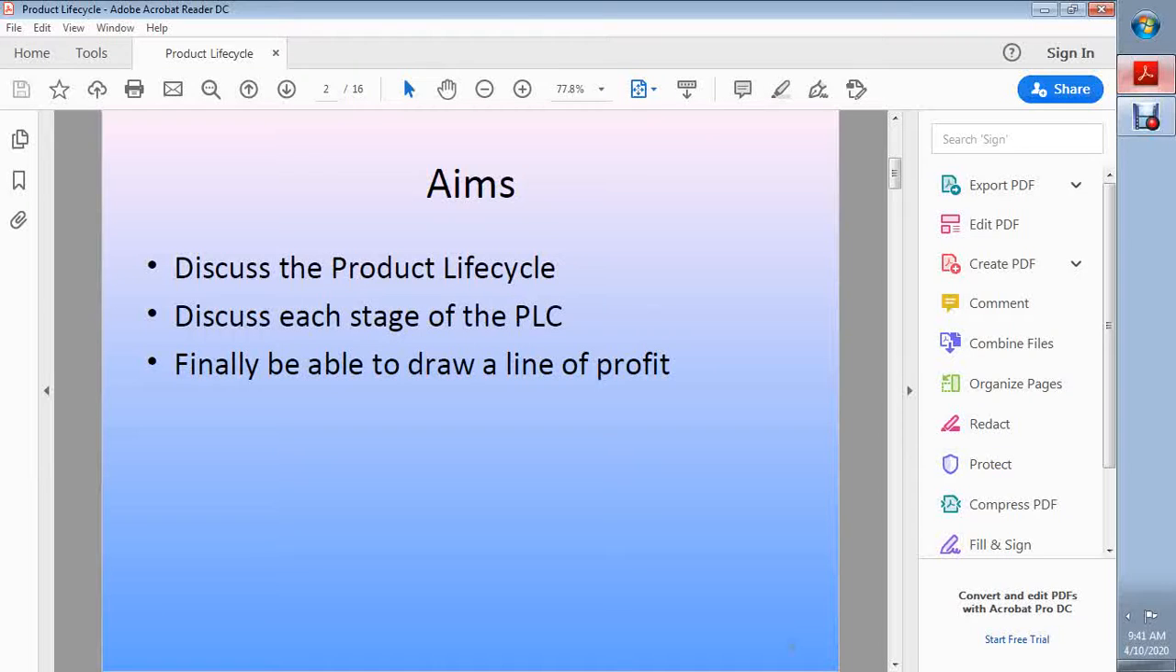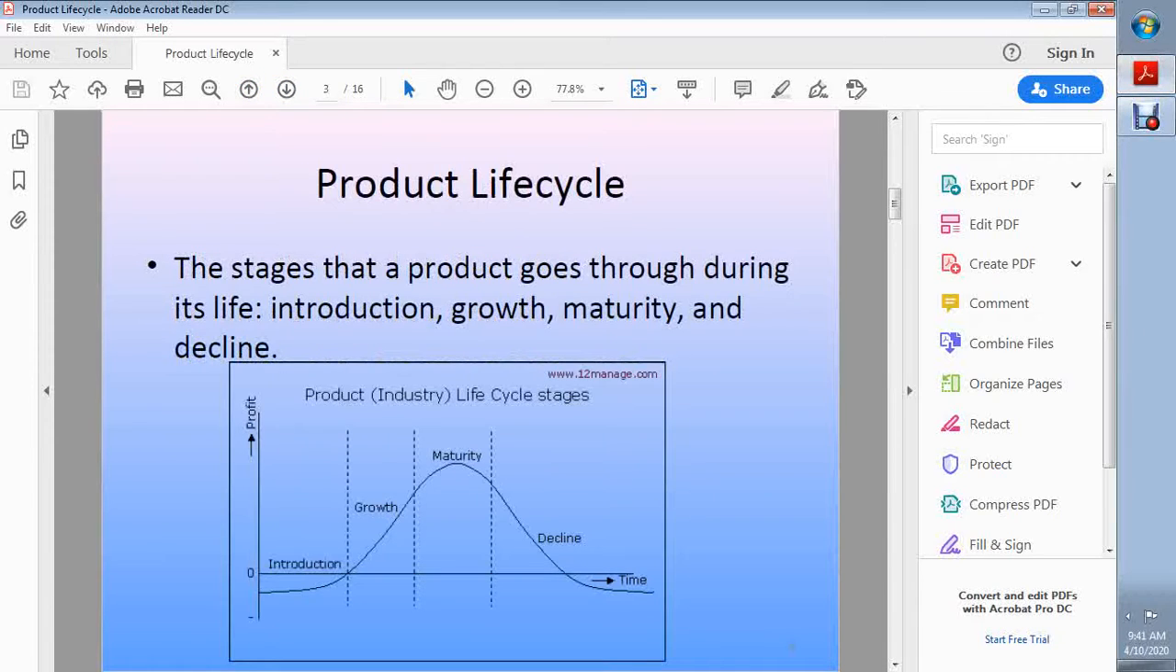Students, today we are going to discuss product life cycle. What are the aims of discussing product life cycle? The first aim is to discuss the product life cycle. Then we will discuss each stage of PLC, and finally we will be able to draw a line of profit.